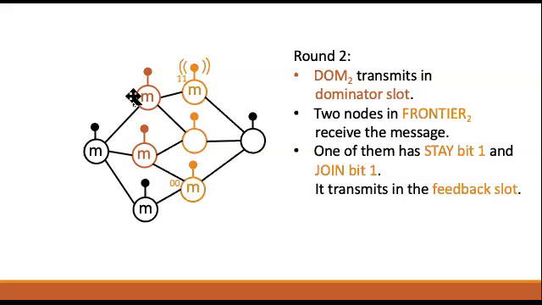The designated feedback node for the other brown node is the bottom orange node, which has stay bit 0 and join bit 0. Hence, neither of these two nodes are in the new minimal dominating set for round 3.